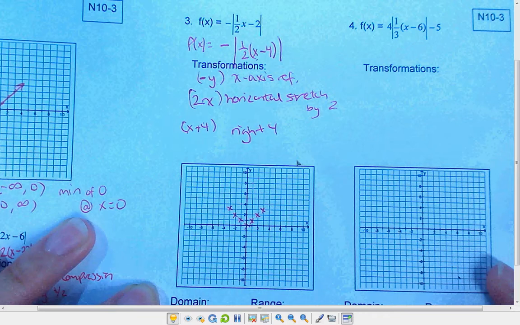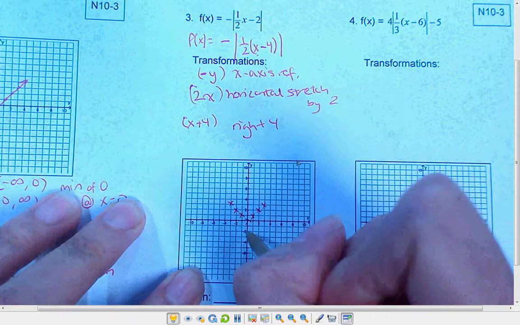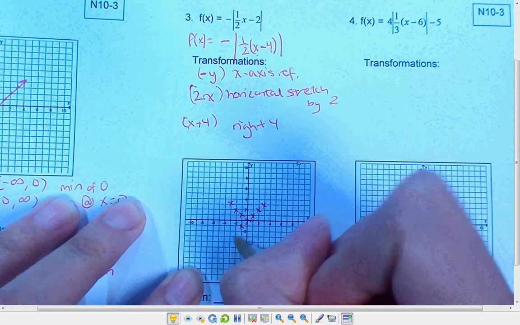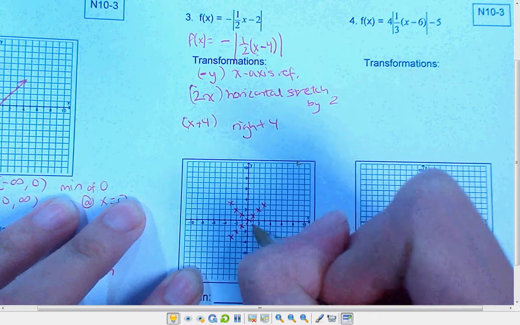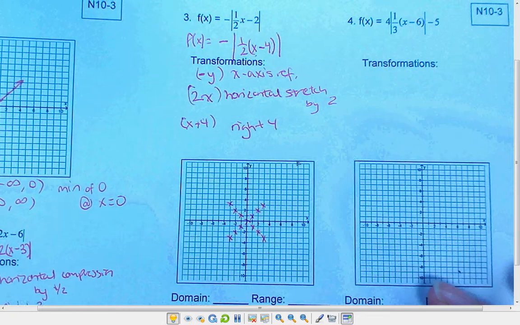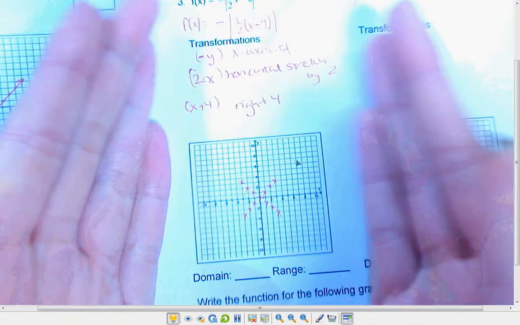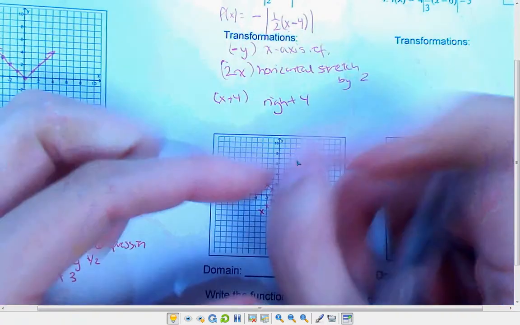And now we want to start off with our reflections. We're going to reflect across the x-axis, so now it's going to be going down instead of up. And we are going to multiply all of our x's by 2. So we're going to be stretching it horizontally. Now we're going to make it wider because we're pulling it out.